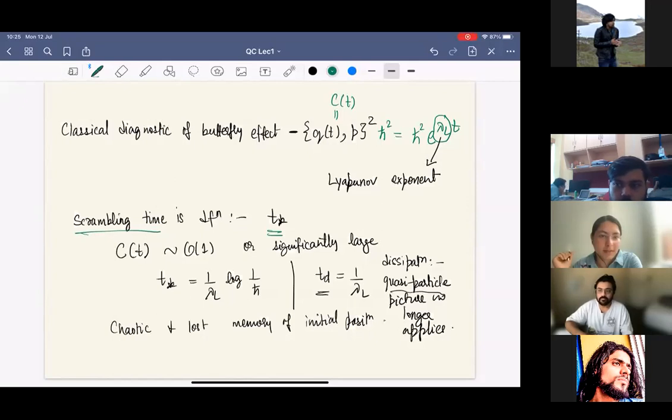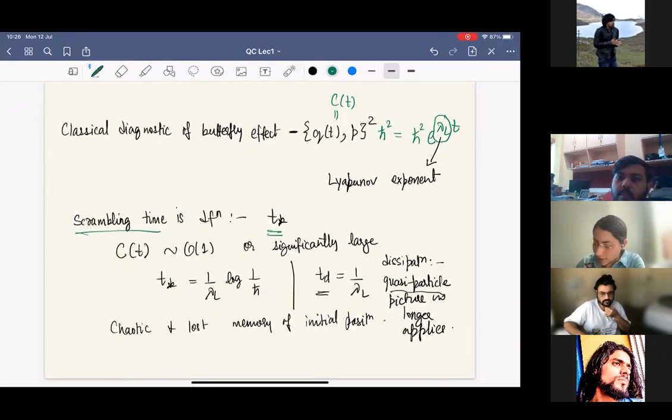I'm trying to get a sense of how big this term is, T star. Can we describe it in a way like T star is the time when the probability of finding each of the particles becomes uniform throughout the phase space? Is it something like that?